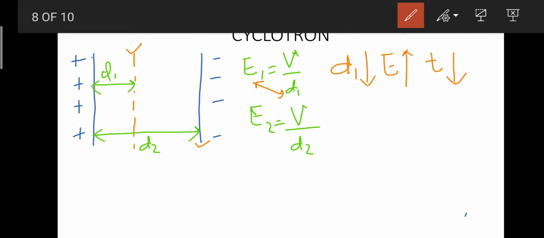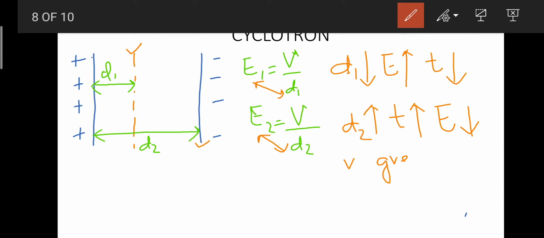If the value of d2 is greater, then according to this relation, t is greater, there is more time achieved, but the value of E has decreased. So in this situation, we are not going to get v to be very great, right? But I need to achieve a greater velocity. So what should we do in this situation? We are going to do one simple thing. I will draw the diagram.